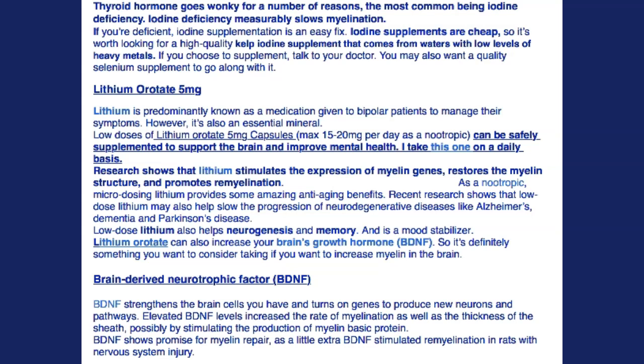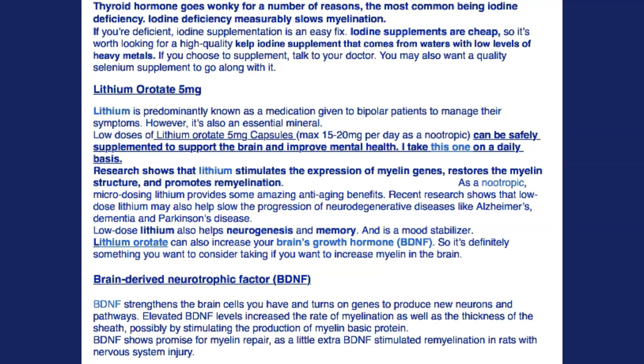I take this one on a daily basis and I really feel a big difference. It kind of makes me happier, I would say, more content. Research shows that lithium stimulates the expression of myelin genes, restores the myelin structure, and promotes remyelination. As a nootropic, microdosing lithium provides some amazing anti-aging benefits.